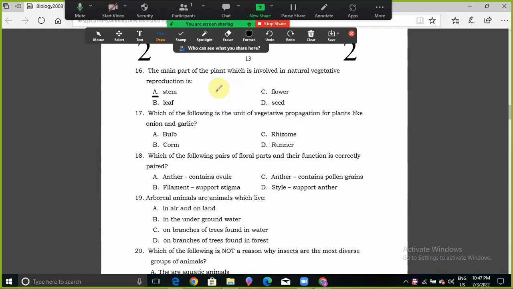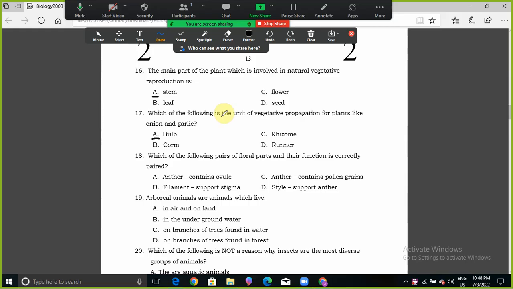Now, question number 17 says, which of the following is the unit of vegetative propagation for plants like onion and garlic? The answer is bulb. Why? Because for plants such as onions and garlic, the bulb is the unit of vegetative propagation. A bulb contains an underground stem. So the unit of vegetative propagation for plants like onion and garlic is the bulb.